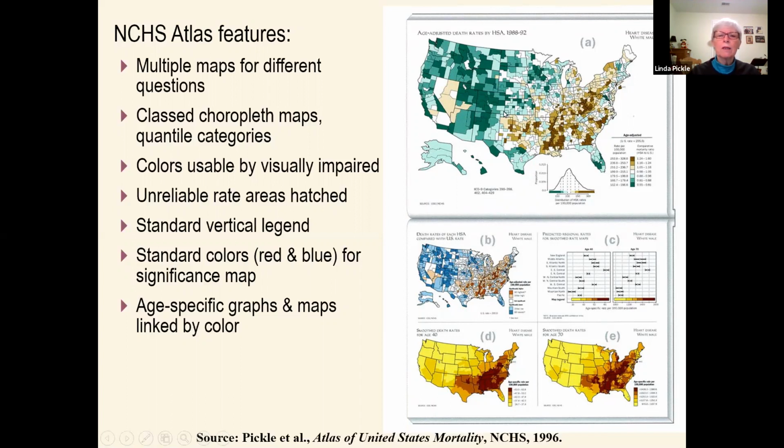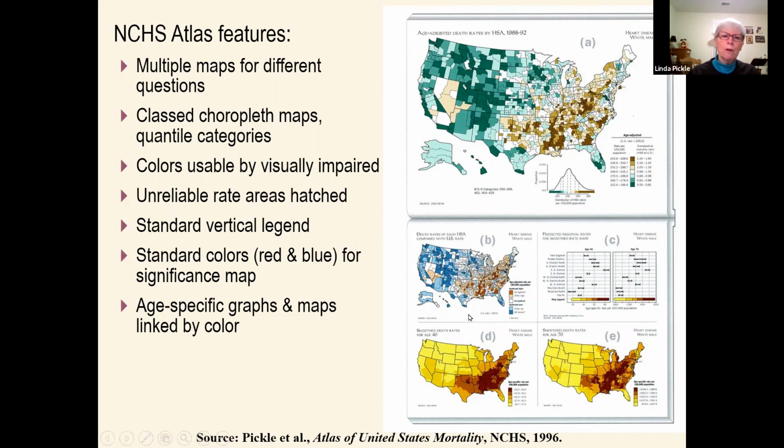You might not be able to see it here, but if you're looking for clusters or other spatial patterns, trends, you can look for only greens or only browns and see clusters there. But if you have a rate readout question, put your finger on that map, the hatch will warn you that that rate is unreliable and due to small numbers. We have a standard vertical legend.